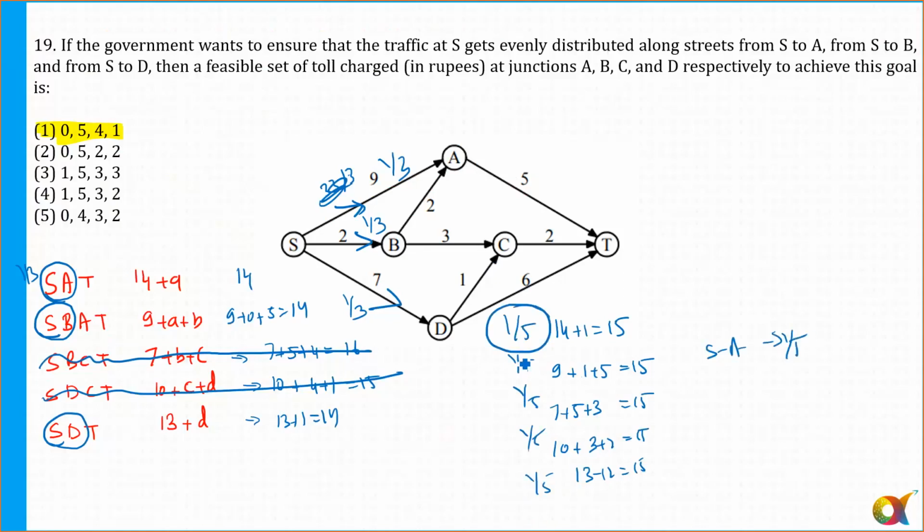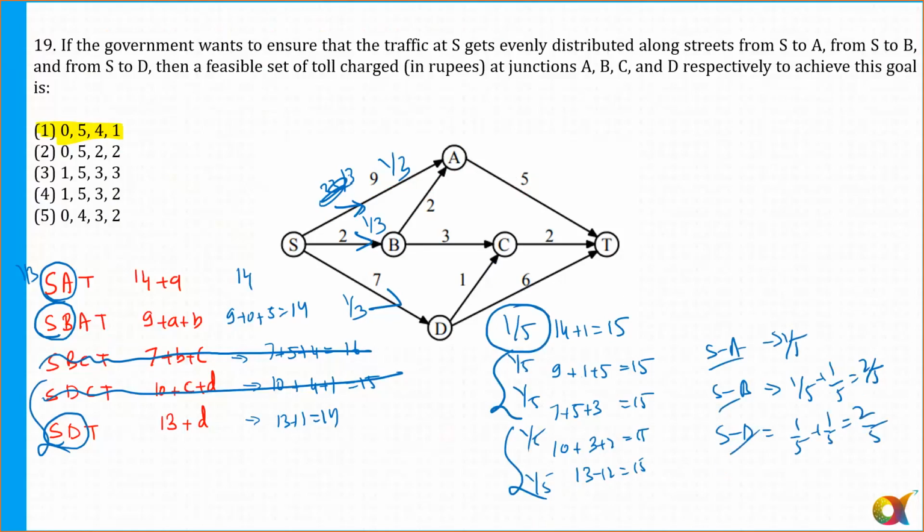Okay, and SB, in these 2 cases, so from S to B, the traffic flow is nothing but 1/5 plus 1/5, which is equal to 2/5. And in the last 2 cases, it is from S to D. Yes or no? So from S to D, it is equal to 1/5 plus 1/5, equal to 2/5. So is there equal flow of traffic on these 3 paths? No. So that's why option 4 can't be the answer. So can I move to the next slide?